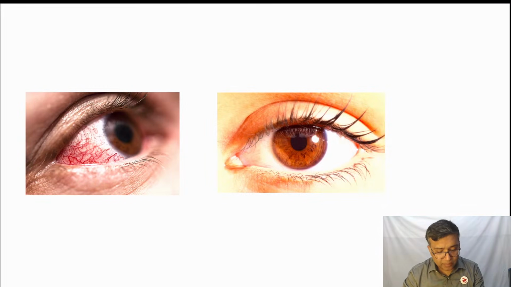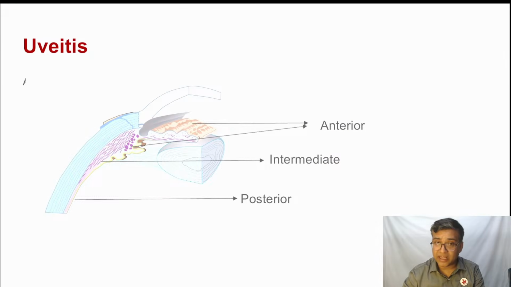Now let us learn more about the various types of uveitis, because that is a question that can be asked in the exam.